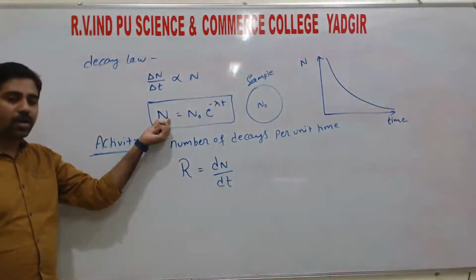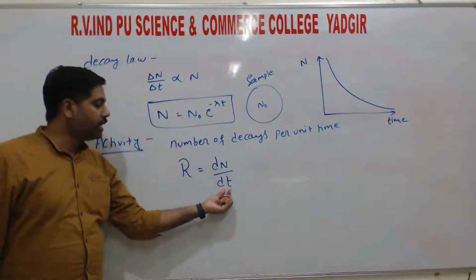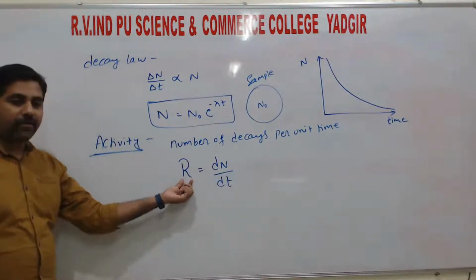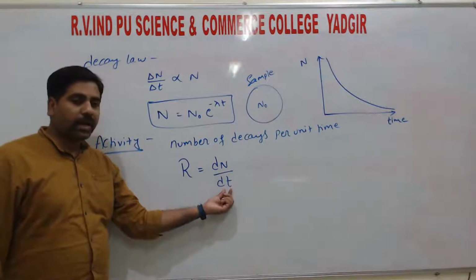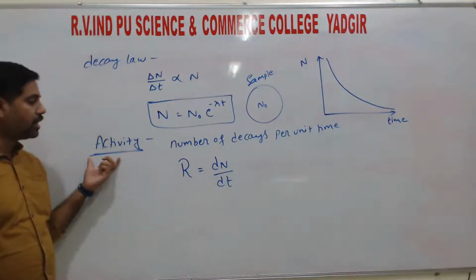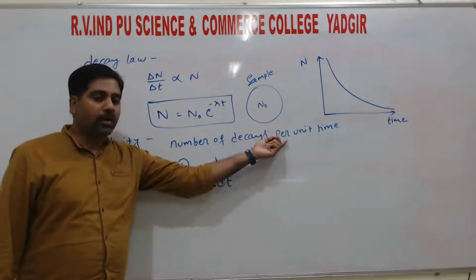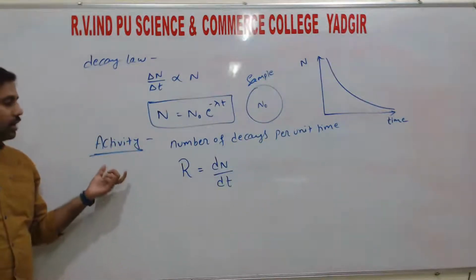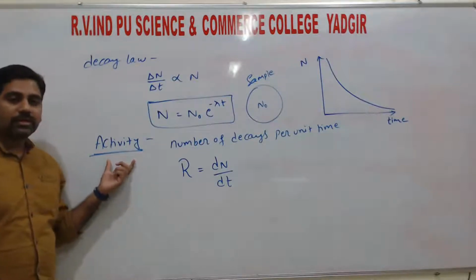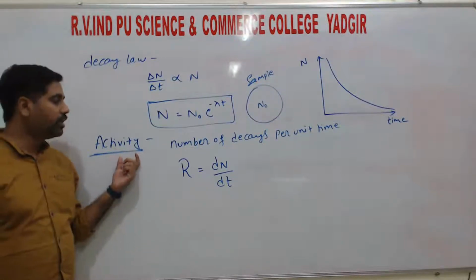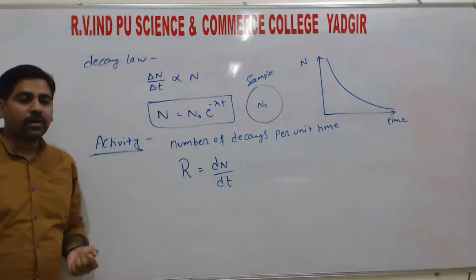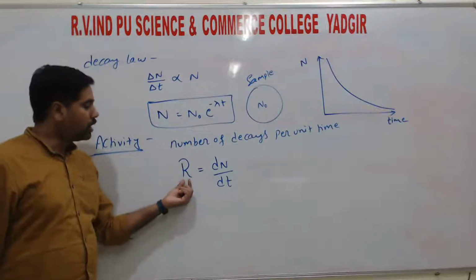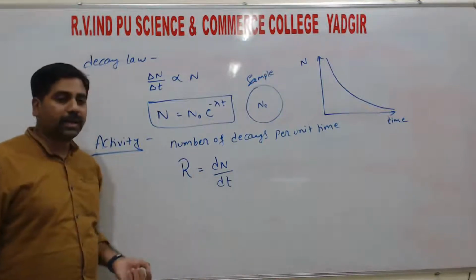Here N is the number of nuclei, so dN by dt is the rate of decays. That we call activity. R equals dN by dt. So the definition of activity is the number of decays per unit time, or simply the decay rate. So the decay rate is also called the activity, right? Activity is defined as the number of decays per unit time, denoted by the letter R, so R equals dN by dt, right?